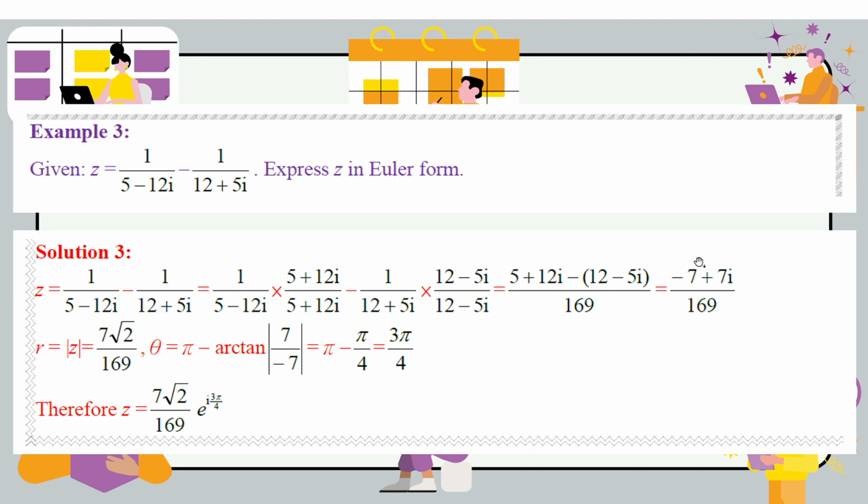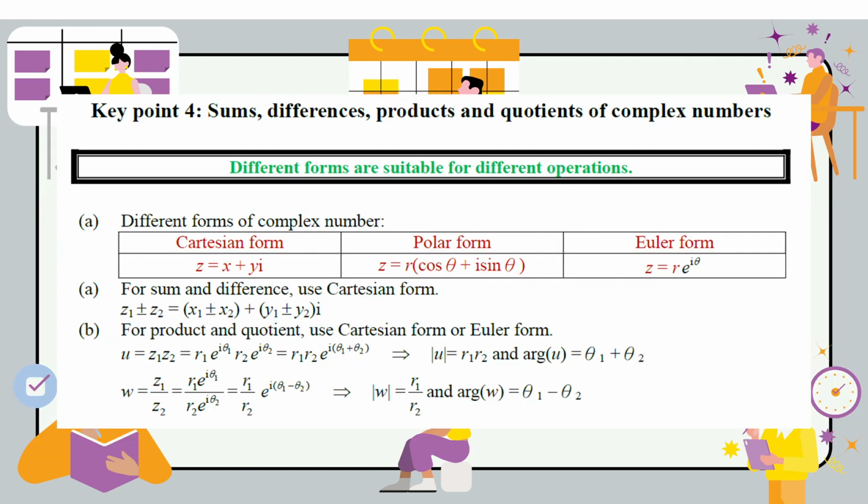Oh, good. So it is in the second quadrant. So it should be pi minus the angle. What's the angle? Okay, absolute. 7 over negative 7 is 1, inverse tangent of 1. It means pi over 4. So it should be pi minus pi over 4. So this is 3 pi over 4 in this form. Got it? Well done.